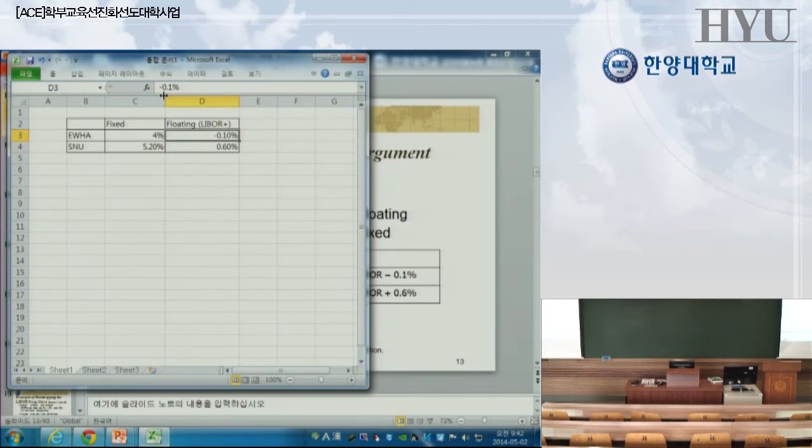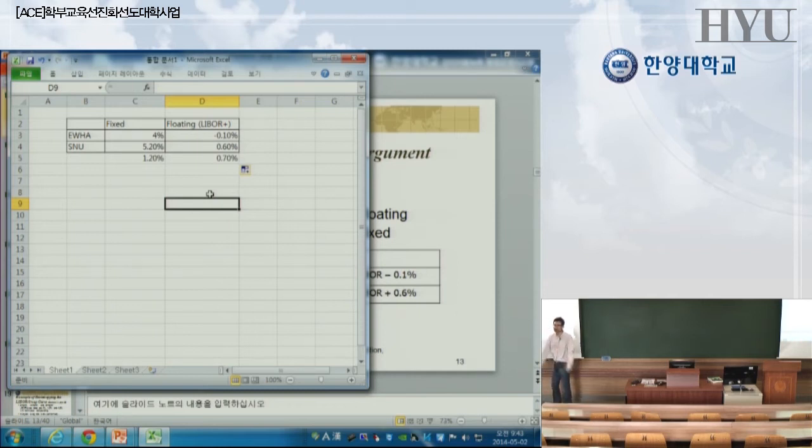However, the interesting thing is that EY's strength in the fixed rate market is stronger than its strength in the floating rate market. In the fixed rate market, EY pays 1.2 points less than SNU, right? But in the floating rate market, because LIBOR cancels each other out, how much is EY's rate lower? 0.7% lower, right? So here EY is stronger by this amount, and here by this amount.